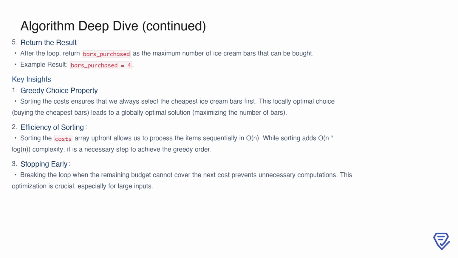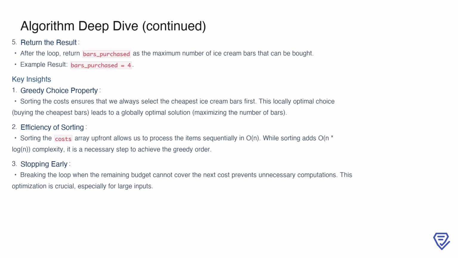This approach works because of the greedy choice property. By always buying the cheapest available bars, we are making locally optimal choices that lead to a globally optimal solution. Sorting the costs upfront is a critical step that enables this strategy, even though it adds O(n log n) complexity. Additionally, the algorithm is efficient in its use of the budget, as it stops processing as soon as the remaining budget is insufficient for the next bar.